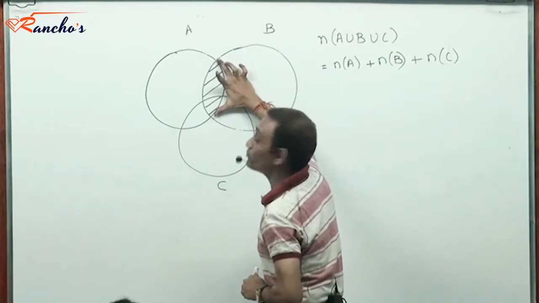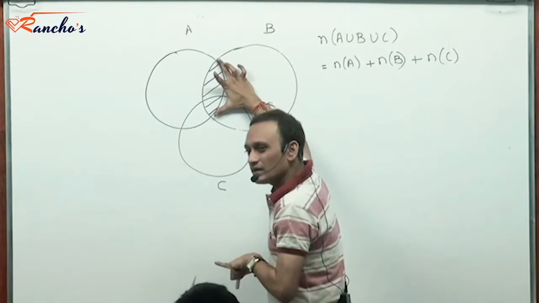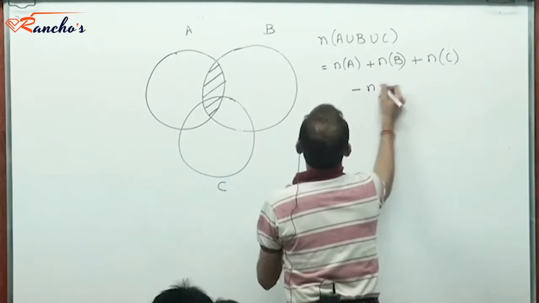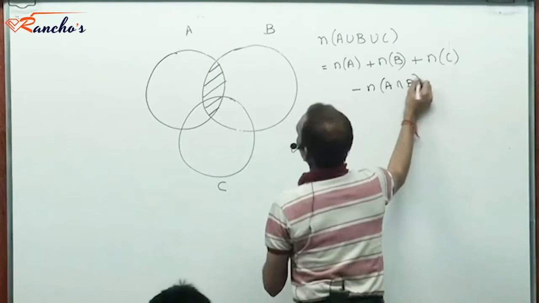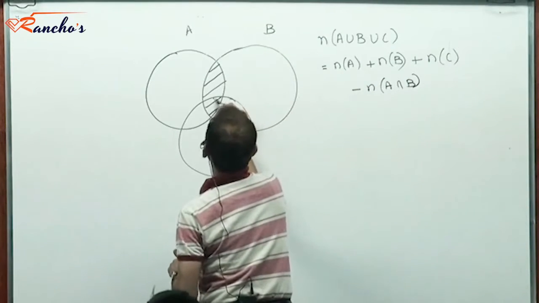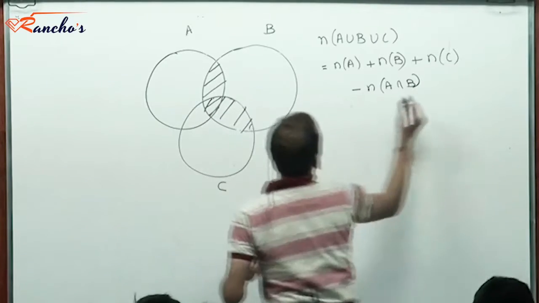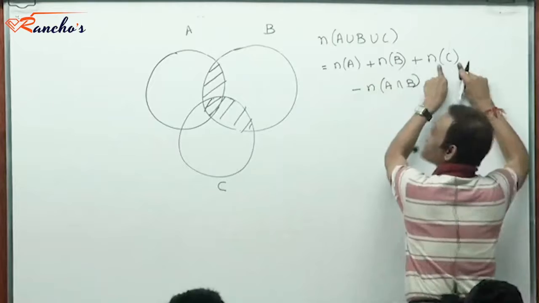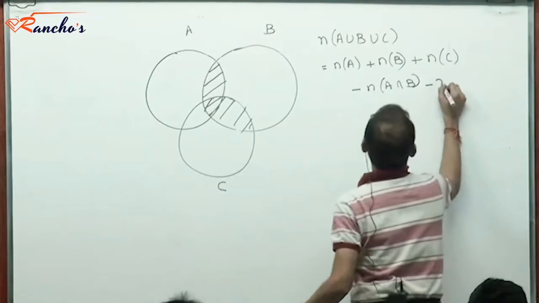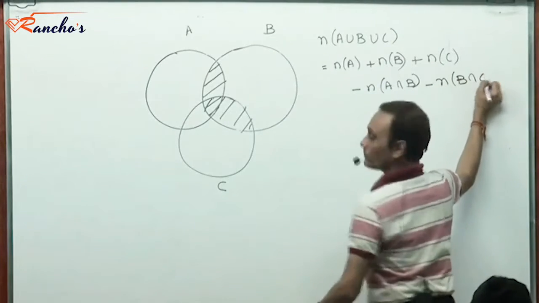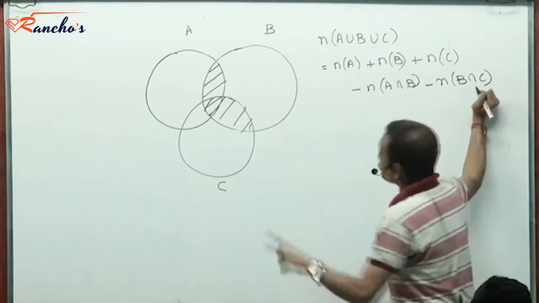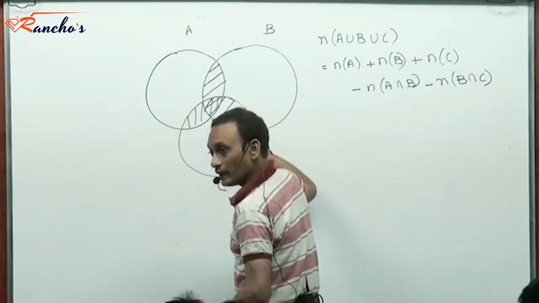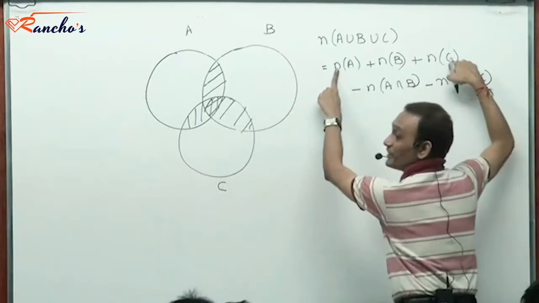Twice. So I want to remove it once. So elements in A and B I want to remove once. Similarly, I want to remove elements in B and C because they have appeared twice. Elements in B and C have appeared here as well as here, but they should appear only once. So minus elements in B and C. Similarly, I should remove elements in C and A once because they have appeared twice, once in C, once in A.